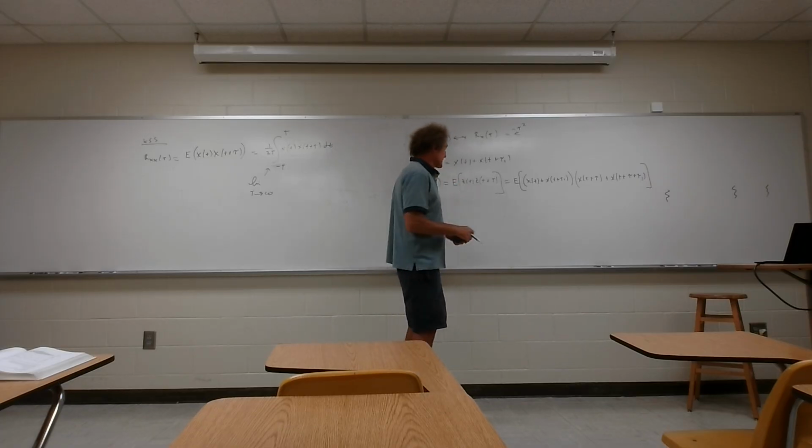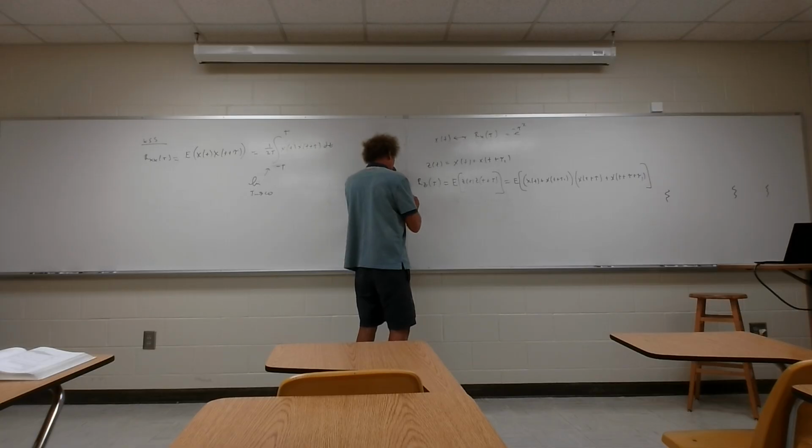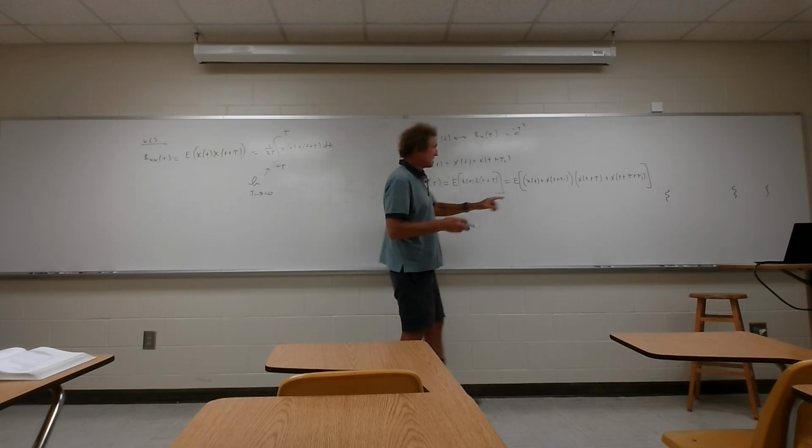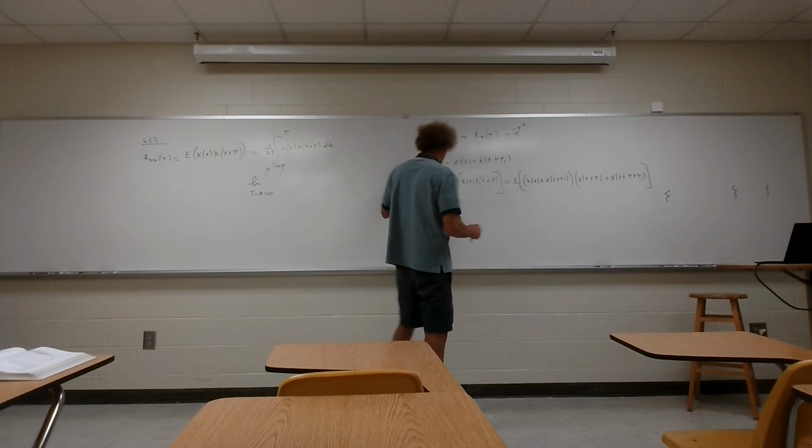Now if you multiply this out, this is my last point. So if you go down here and you take rz of tau, you're going to see the expected value right here.